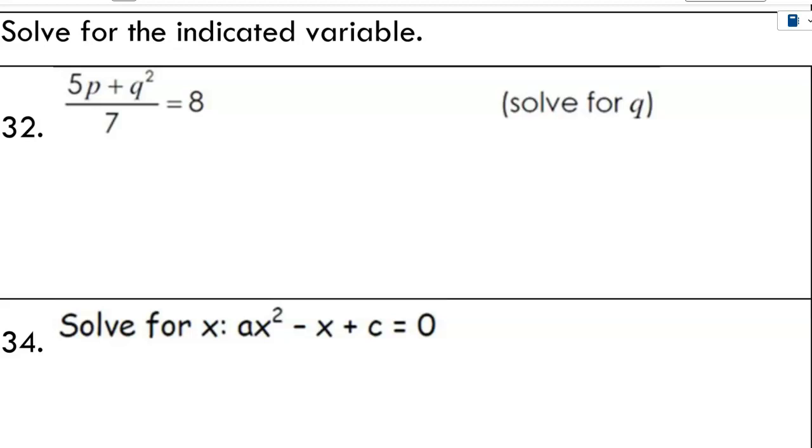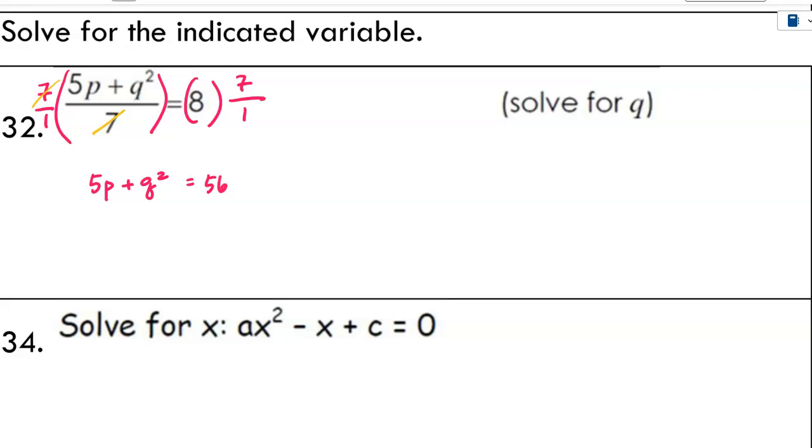Okay, so I need to get rid of the 7. 7's in the denominator, so you really need to get rid of 1 over 7. So the reciprocal of 1 over 7 is 7 over 1. I'm going to multiply both sides by 7 over 1. So when you do that, that simplifies. And then you end up with a 5p plus q to the second, equals 8 times 7, 56.